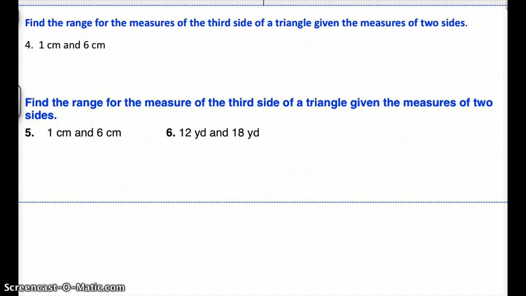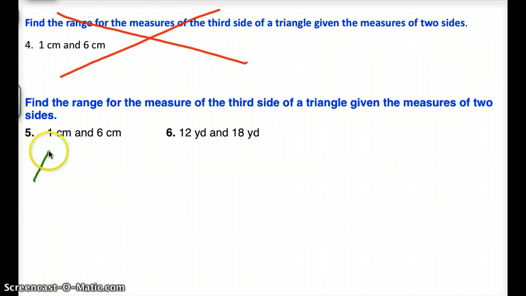All right, let's take a look at the next part of your lesson. And it looks like I have the same thing repeated twice, so I'm going to cross this out. Find the range for the measures of the third side of the triangle given the measures of two sides. So let's just take a look here a minute.